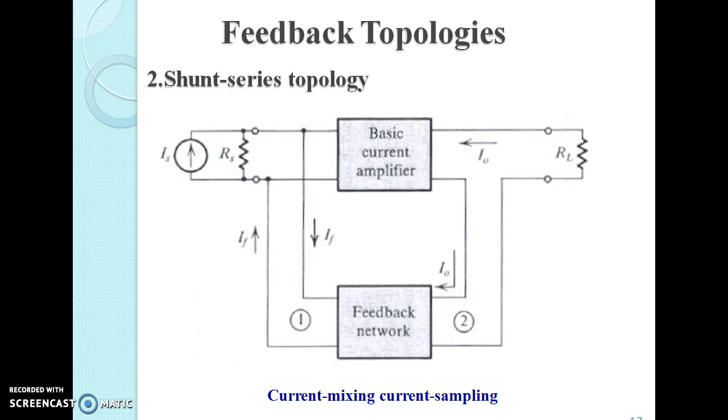The next type of feedback topology is current mixing and current sampling. If you see here, the sampler is in series, so it is current sampling, and the mixer is in shunt, so it is current mixing. And this type of feedback topology is called current amplifier with current shunt feedback, or you can call it current shunt feedback amplifier.